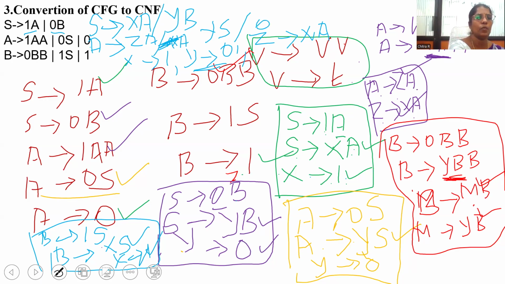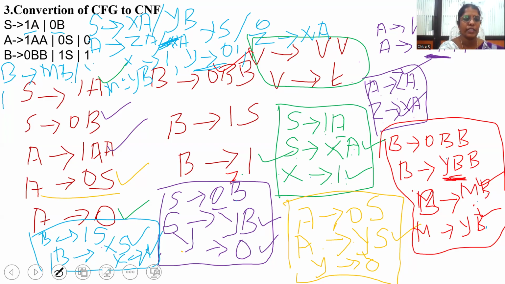Then next we should write B. B tends to 0BB. I have converted the 0BB as MB and Y. So write MB, what is M? M is YB. B is MB, where M is equal to YB. Then B tends to 1. Here 1 is converted to X, comma, X tends to 1. What is X? X equals 1, that's already given. Then X tends to 1.